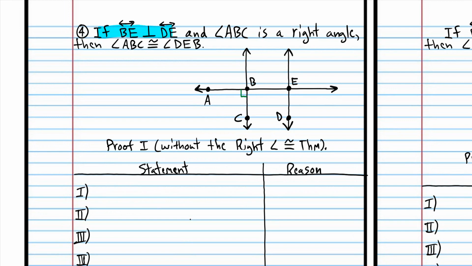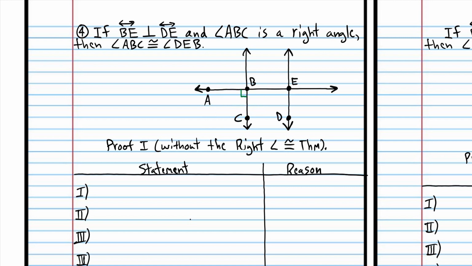If BE is perpendicular to DE, so this line is perpendicular to this line, and we also know that ABC is a right angle. You see this little box here? That means it's a right angle. So ABC, this angle over here, is a right angle. Then angle ABC must be congruent to this angle here, DEB. That's what we're trying to prove.